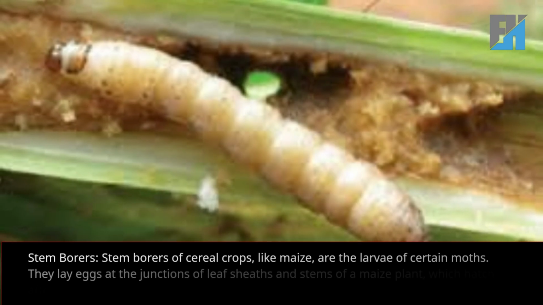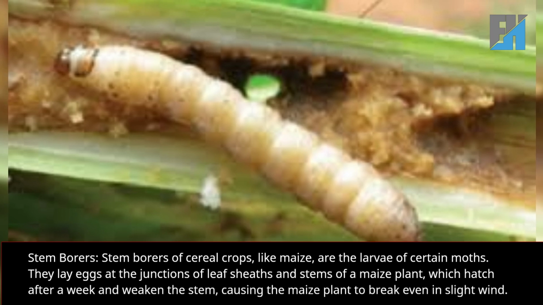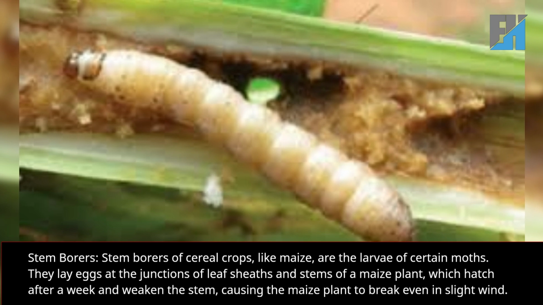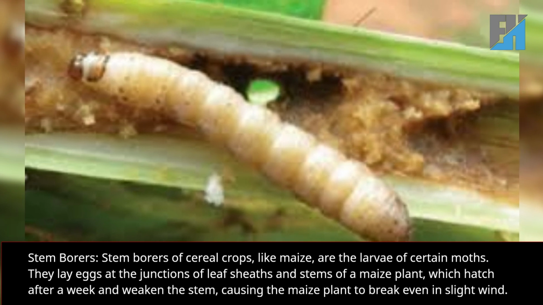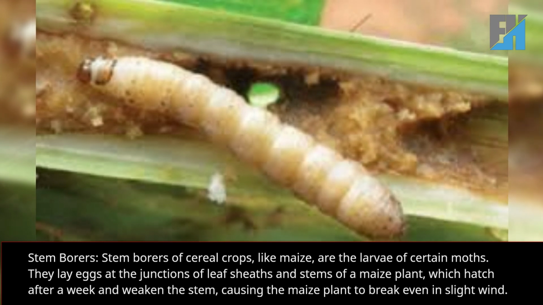Groups of insect crop pests. Stem borers of cereal crops, like maize, are the larvae of certain moths. They lay eggs at the junctions of leaf sheaths and stems of a maize plant, which hatch after a week and weaken the stem, causing the maize plant to break even in slight wind.